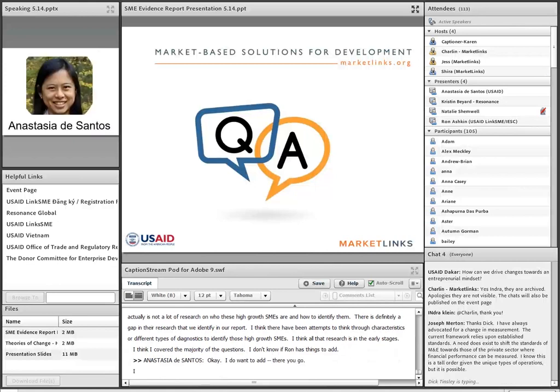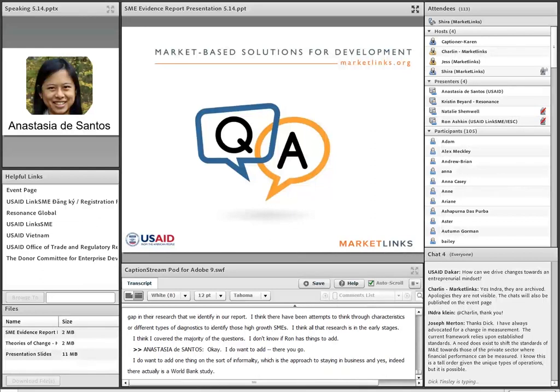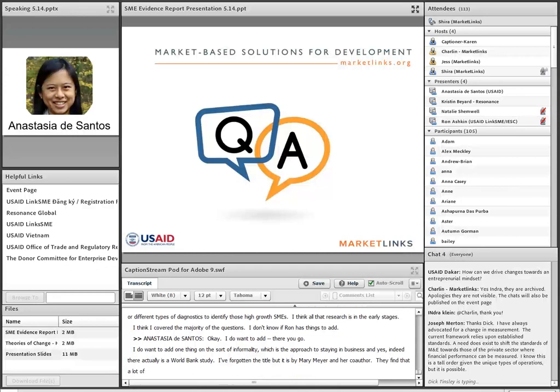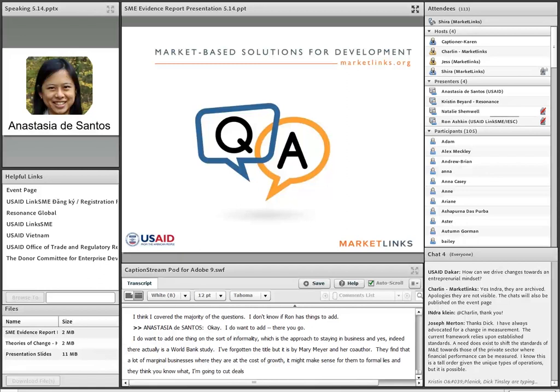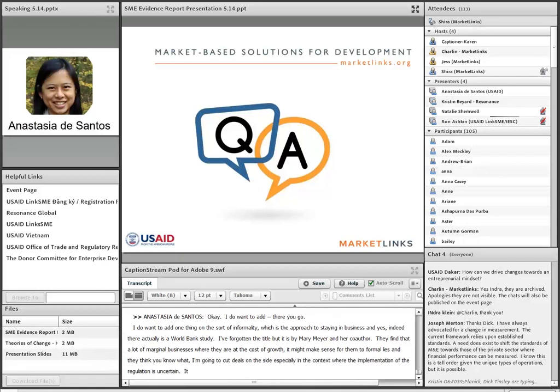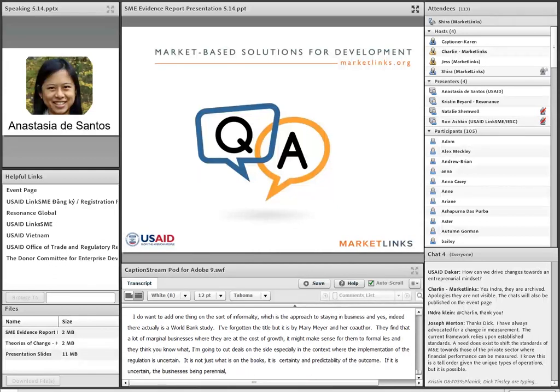I do want to add one thing on informality, which is the approach to stay in business. Indeed, there is a World Bank study, I forgot the exact title, by Mary Hallward-Driemeier and her co-author, and the word deals is in the title. Basically, they find that a lot of these marginal businesses are right at the cost of growth, where it might make sense for them to formalize, and when trying to figure it out, they think, I'm just going to cut deals on the side, especially in contexts where the implementation of the regulation is uncertain. So it's not just what's on the books, it's the certainty and predictability of the outcome. If it's uncertain, the businesses, being entrepreneurial, see a chance to save money. They cut their own side deal, basically hire a fixer, and they don't have to register.